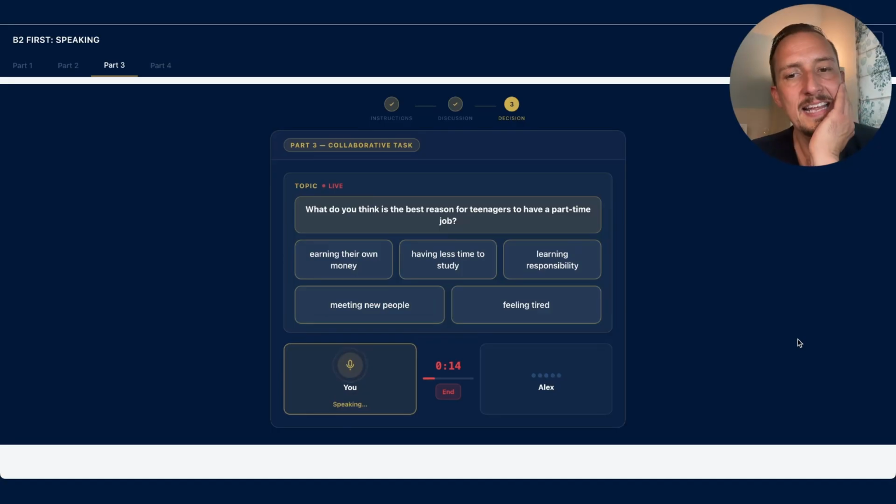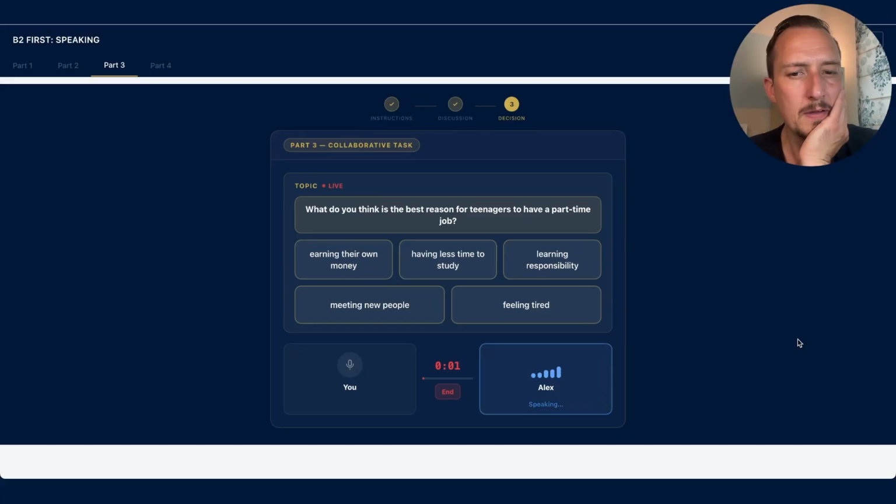Yeah, I think it is a good benefit. It's a good skill to have for later on in life. But personally, I would go for earning their own money. Would you agree with that? I see your point.